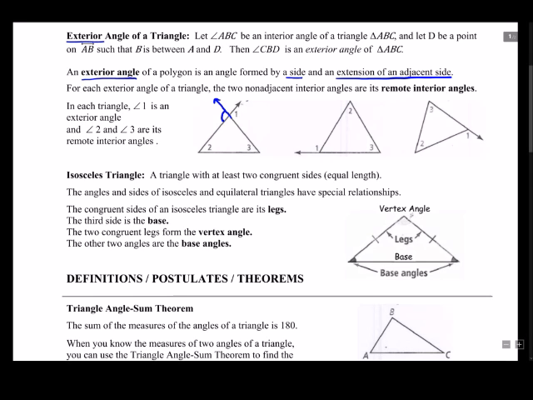Additionally, angles 2 and 3 are called remote interior angles. And those are going to become important to us later on.